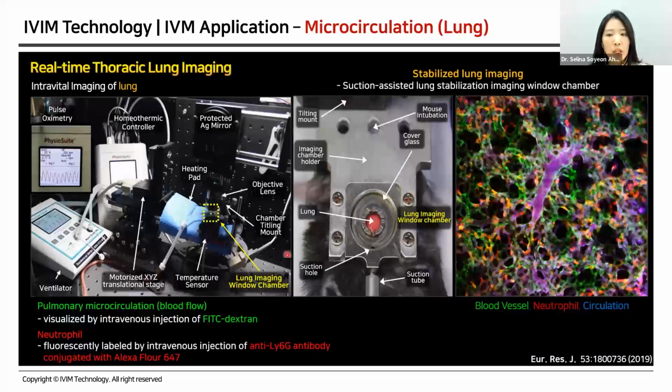For in vivo lung imaging, as you already know, when we make an incision on the rib, the air pressure changes, and thereby the mouse would expire. So with the in vivo optimized stabilized lung imaging chamber, we need to make the mouse breathe again by intubation, which is connected to the ventilator. Then, together with the lung imaging window chamber for stable visualization, we can acquire high quality images of the neutrophil dynamics in the pulmonary vasculature.